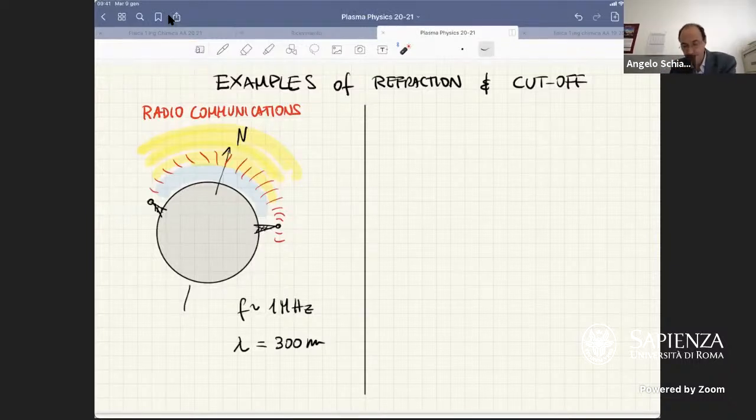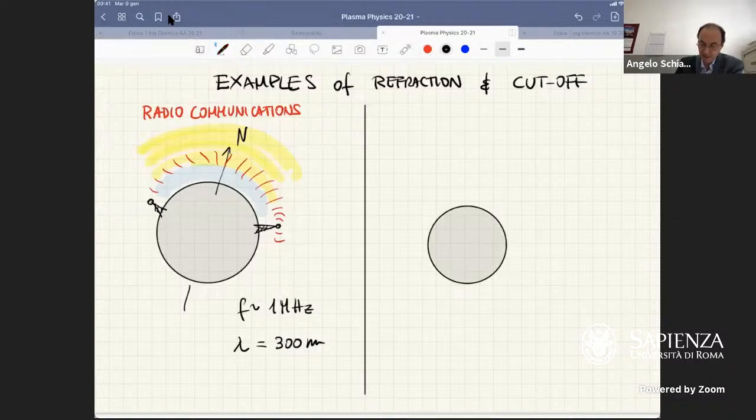Another example where plasma comes into play is, still we have an atmospheric plasma, but this is something that we are producing ourselves. So let's take the Earth again, our planet, and we have, as before, the atmosphere, the outer layers, and then we have the ionosphere here surrounding the Earth.